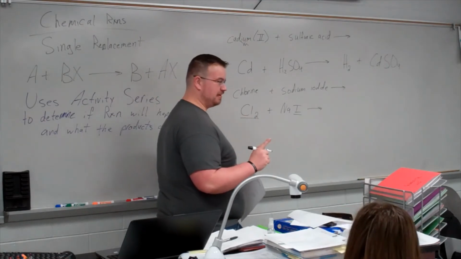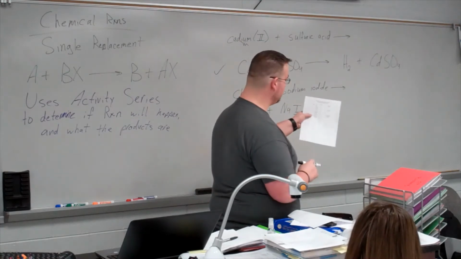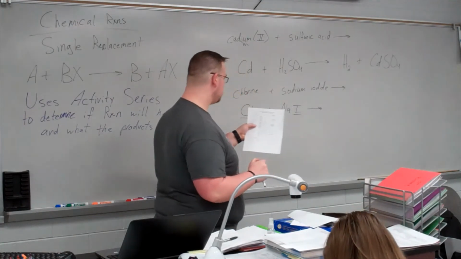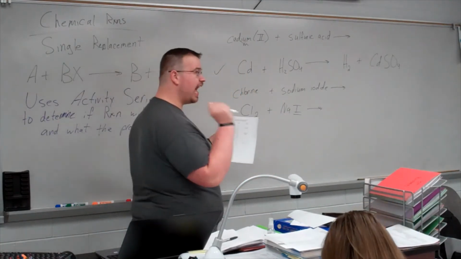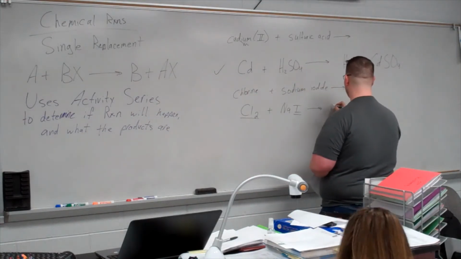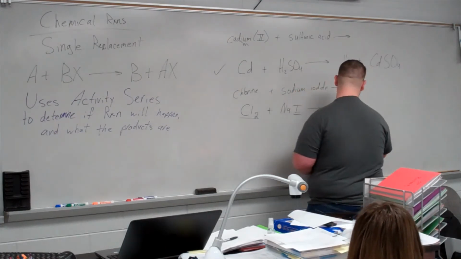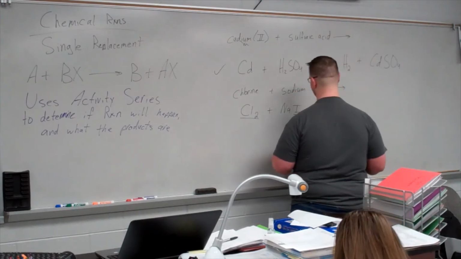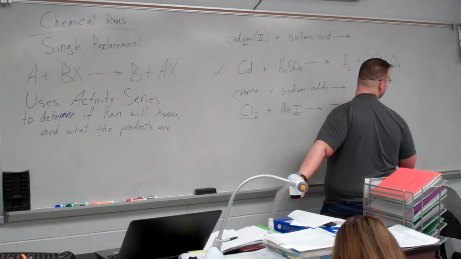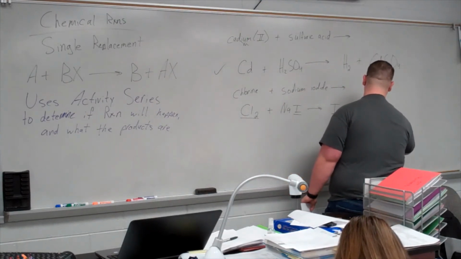Let me work it. Okay, so you look at the activity series. Go to the non-metals. Chlorine is higher than iodine, so it will replace it. So we will end up with iodine, which is a diatomic, so I2, plus sodium chloride. Chlorine comes from the 17th column and has a negative one charge. Sodium comes from the first column and has a plus one charge. So NaCl.